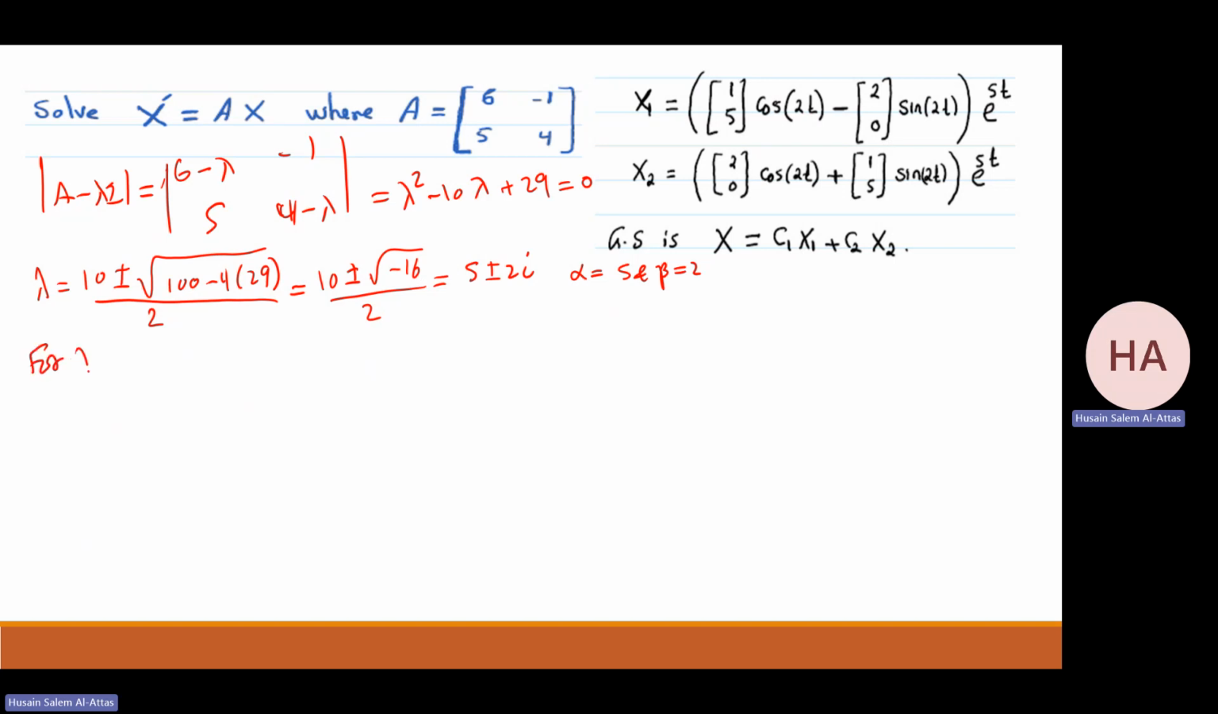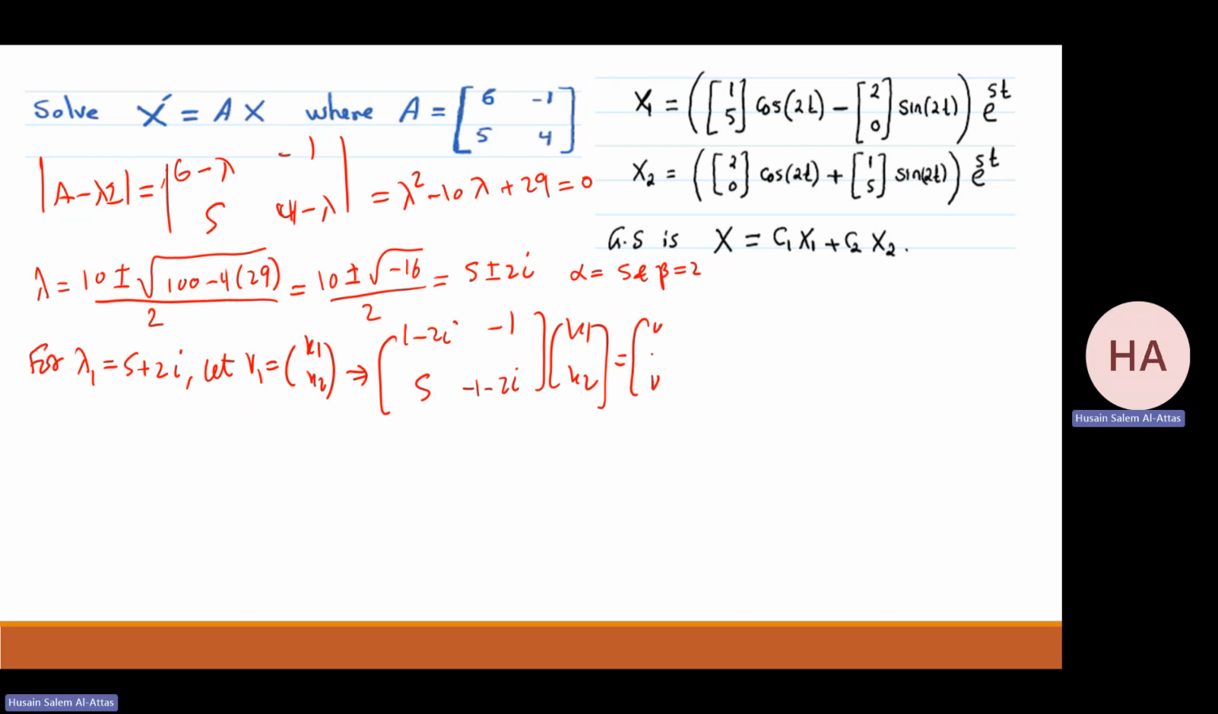Now, for lambda 1, which is 5, I'll take the positive value always. I let V1 be K1, K2. So I get what? 6 minus 5, that will be 1, minus 2i, minus 1, 5. 4 minus 5, that will be minus 1 minus 2i, times K1, K2 equals 0, 0. So I have these two equations. Usually I check that these two equations are the same as a checkpoint for me.